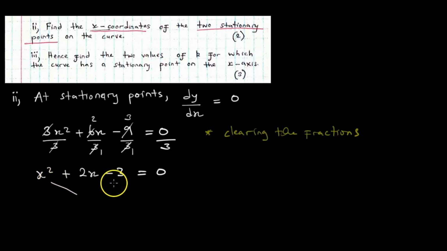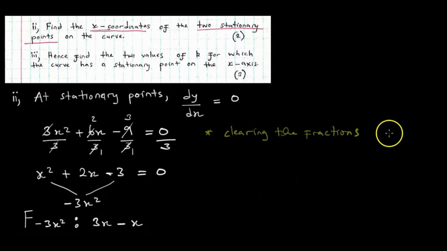Now we multiply the first and the last terms, that is x squared and minus 3, giving minus 3x squared. Don't make a mistake of forgetting to multiply, because this is a negative. Then what are the factors of minus 3x squared such that when we multiply the factors we get minus 3x squared, and when we add them we get 2x? So let us work with 3x and minus x. 3x minus x is 2x. 3x times minus x is minus 3x squared.